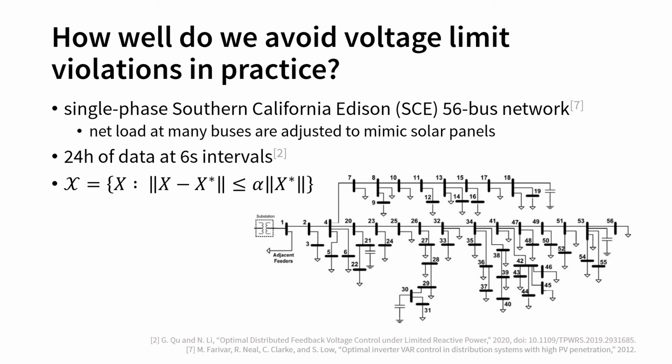Now that I've presented our theoretical contributions, how well do we avoid voltage limit violations in practice? For our experiments, we tested our algorithm on this single-phase 56-bus network from the Southern California Edison utility. We artificially adjust the net load at many of the buses as if they had solar panels. We use 24 hours of data sampled at 6-second intervals. And for the initial uncertainty set, we use a ball around the true model. For more details on our experimental setup, please see our paper.